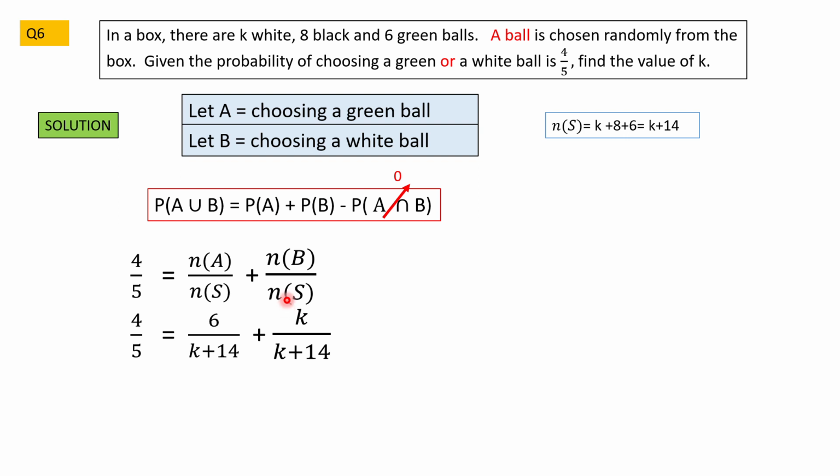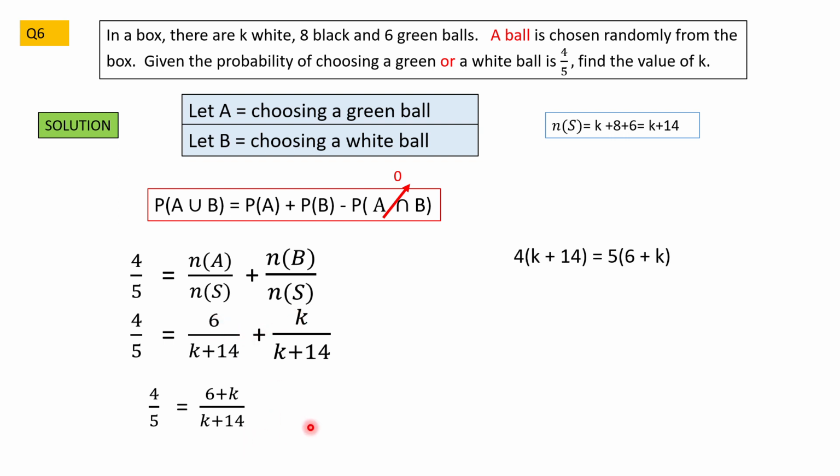Okay, substitute the information given. Number of event A, that is getting a green ball, we have 6 out of k plus 14, plus number of B, that is number of white balls. Here we have k white balls. So k over the number of sample space, k plus 14. If you look at the fractions, the denominator is already the same, so you can combine it as 6 plus k over k plus 14.